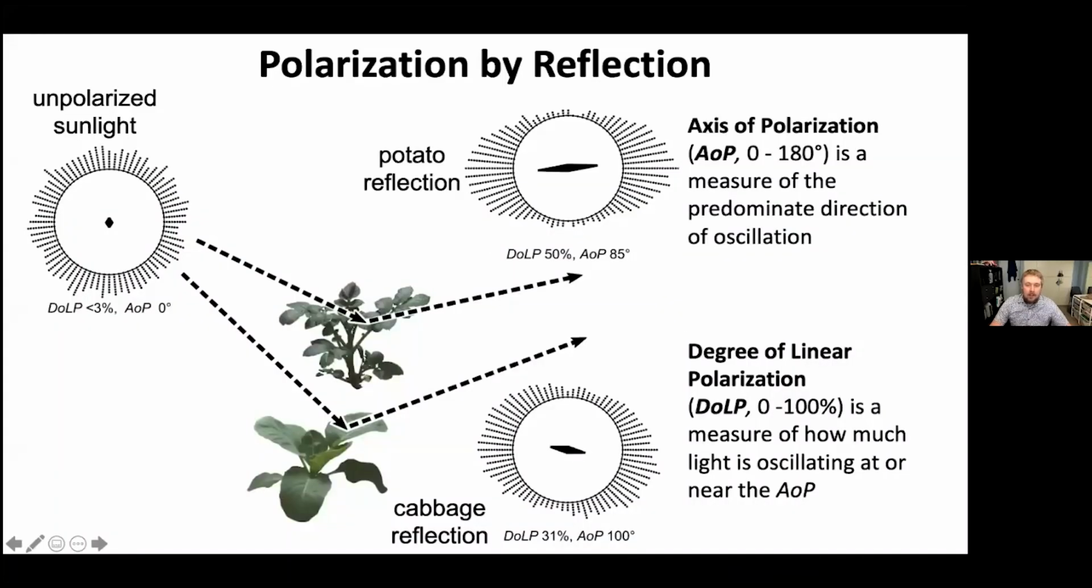Here you can see a diagram showing the situation in which sunlight is reflecting from the shiny surfaces of the cabbage on the bottom or potato leaves on the top, with these reflections becoming polarized. The associated compass diagrams show the distribution and oscillation directions of the photons composing each light ray. Notice how in the unpolarized sunlight, the distribution is relatively even around the circle. And we can see in the circle diagrams of the reflected light that the distribution of oscillation directions now bulges out in one particular direction.